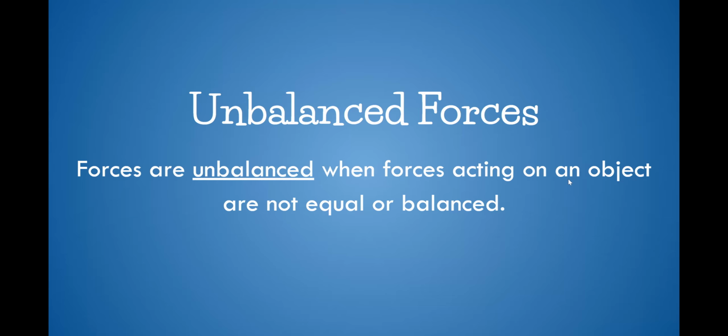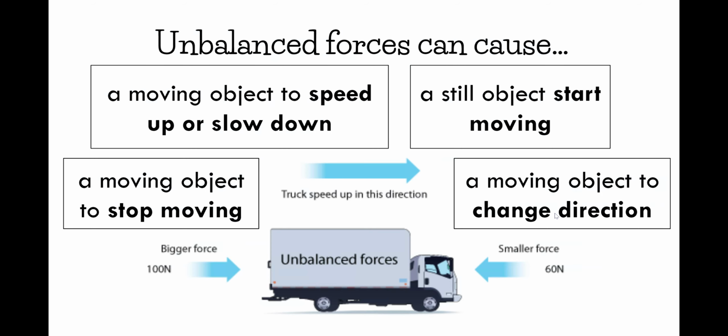Unbalanced forces are a different category. Forces are unbalanced when forces acting on an object are not equal or balanced. So let's look at what that means. There's lots of different examples for unbalanced forces because typically forces are unbalanced. Unbalanced forces can cause a moving object to speed up or slow down, an object that's still to start moving, a moving object to stop moving, or a moving object to change direction. So far, we've learned this as acceleration. So unbalanced forces cause acceleration.